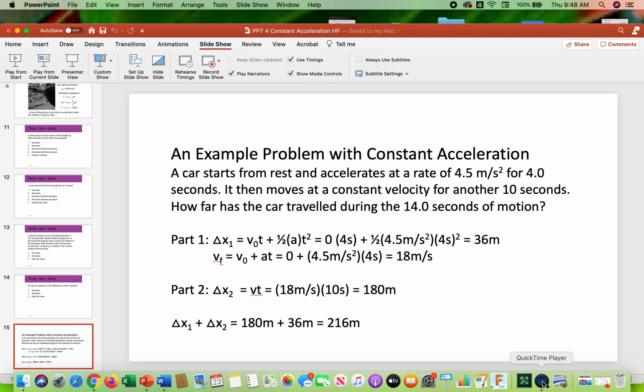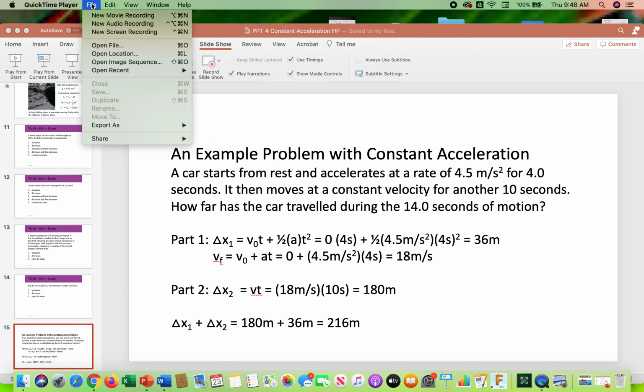Alrighty, that's an introduction to motion with constant acceleration and how you can calculate and predict what an object will be doing knowing its initial conditions. A lot of the homework will involve doing these types of analyses of different types of problems with constant accelerated motion.